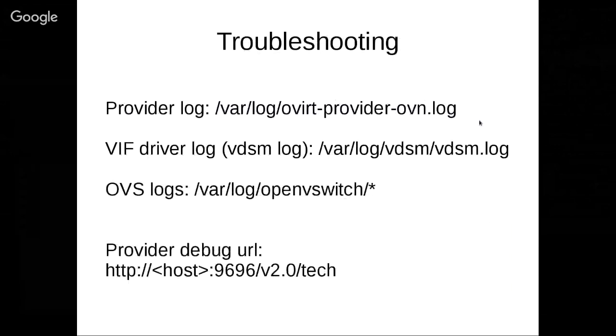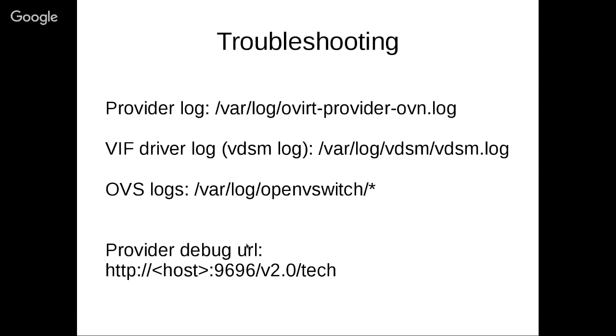What if anything should go wrong? I hope it doesn't, but if you need any troubleshooting, here is the location of the most important logs. The provider log is located in /var/log/ovirt-provider-ovn/ovirt-provider-ovn.log. For the VIF driver, there is actually no special log file. We use the VDSM log for this, located in /var/log/vdsm/vdsm.log. You can look at the OVS logs located in /var/log/openvswitch.